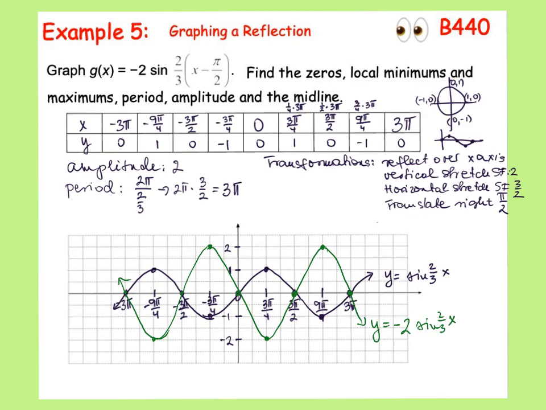So I will set up a little proportion for myself. I know that the period is 3 pi, and that represents 8 squares. So this is the period, and this is the number of squares.